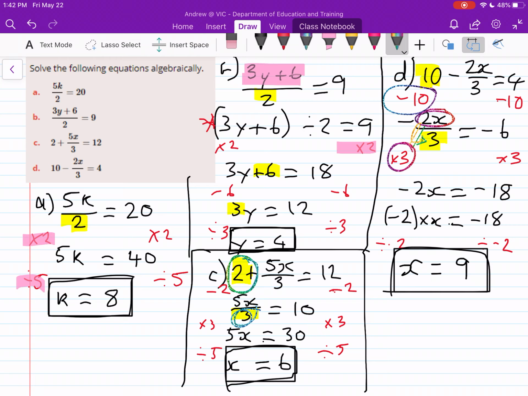So hopefully this helps with solving algebraic equations, specifically looking at algebraic fractions. Alright, so good luck.